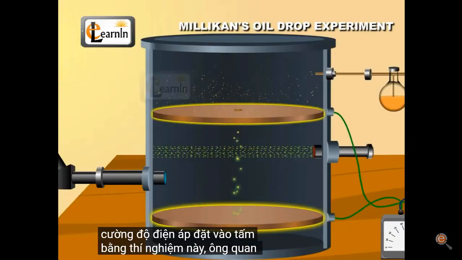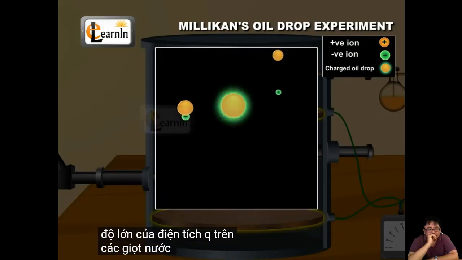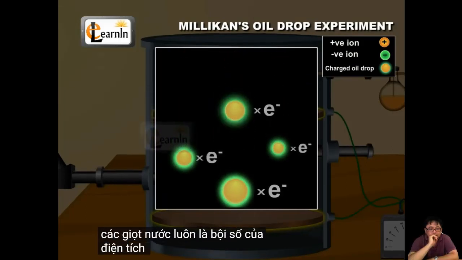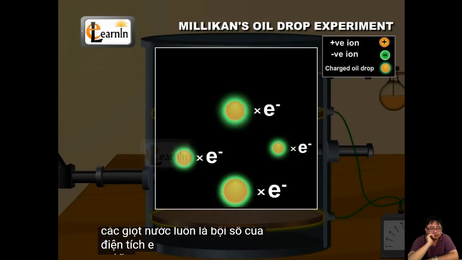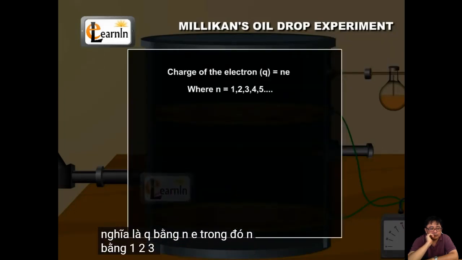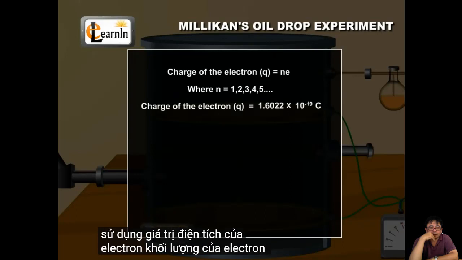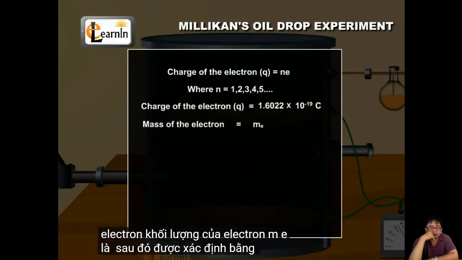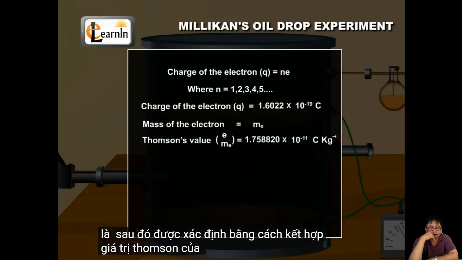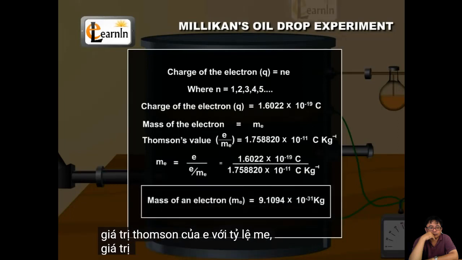With this experiment, he observed that the magnitude of electrical charge q on the droplets is always a multiple of electrical charge e. That is, q is equal to n e, where n is equal to 1, 2, 3, and so on. Using the value of charge of the electron, the mass of the electron, m_e, was then determined by combining Thomson's value of e by m_e ratio. The value shown is the value of the mass of an electron.